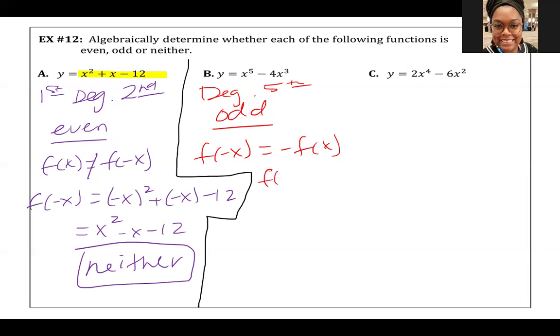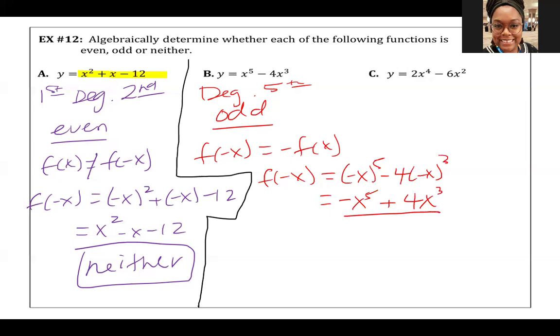All right, so first up, I'm gonna find f of negative x. So when I substitute negative x into here, what do I get? Well, this equals negative x to the 5th minus 4 times negative x to the 3rd. I'm going to simplify. A negative times a negative times a negative times a negative times a negative is still going to be a negative. Does that make sense? Same thing here. A negative times a negative times a negative is a negative, but there's a negative 4. So negative 4 times negative x is going to make a positive 4x cubed. So my f of negative x equals negative x to the 5th plus 4x to the 3rd.